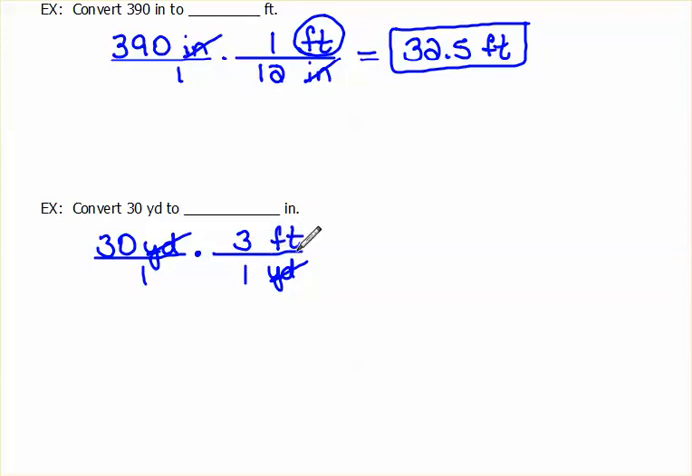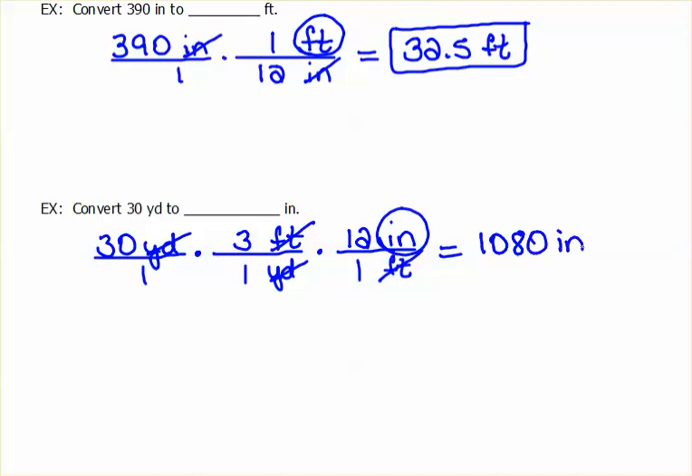But I don't want feet to be my final answer. I want inches. So I'm going to multiply by another conversion factor. I'm going to put feet on bottom so it will cancel. And there is a relationship between feet and inches. So I put in my units first and then fill in my numbers. So what is that relationship between inches and feet? Well, there's 12 inches in 1 foot. And now feet will cancel top and bottom, and the only units we have left are inches, which is correct. So now this is just a matter of multiplying 30 times 3 times 12 to get 1,080 inches.